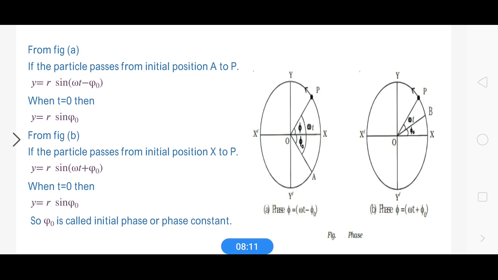So in both cases, the initial position of the particle is at A, and in the second figure it is at B point. So with respect to the x dash horizontal diameter, the phase constant is phi naught in both cases, but the total displacement is y is equal to r sin(omega t minus phi naught) in the first case, and in the second case y is equal to r sin(omega t plus phi naught).